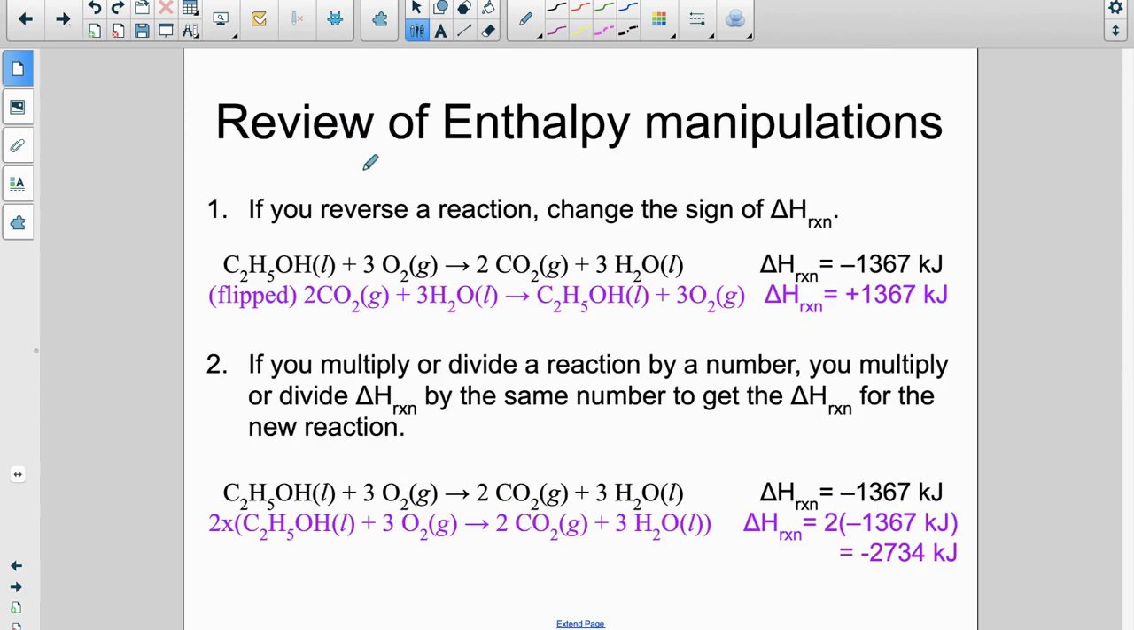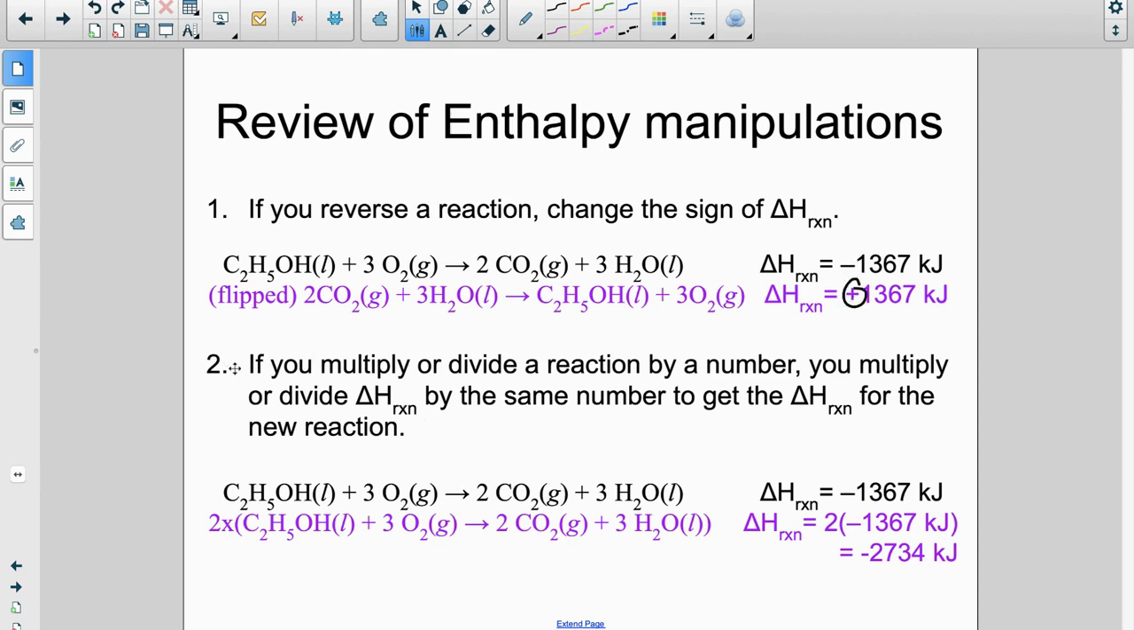So then we went into Hess's law, and before we could learn to use Hess's law, just a review of these enthalpy manipulations. Remember that if we have a reaction and then we reverse the reaction, we flip it, then we change the sign of the delta H as well.